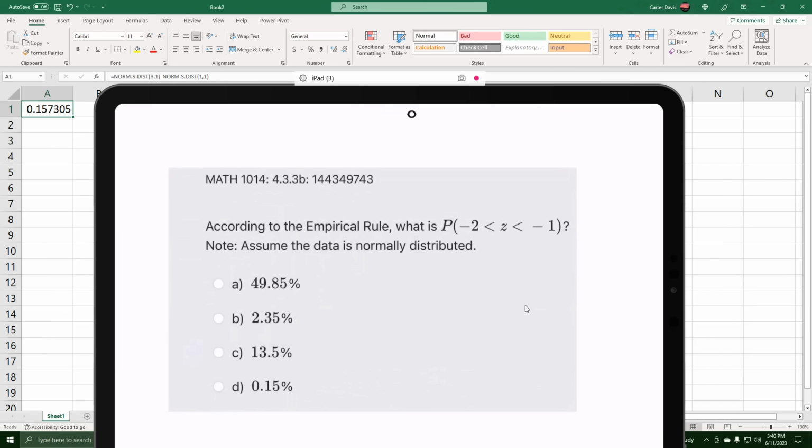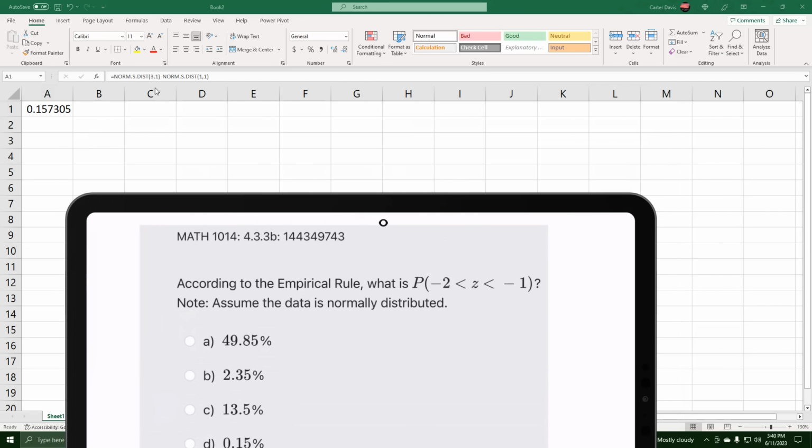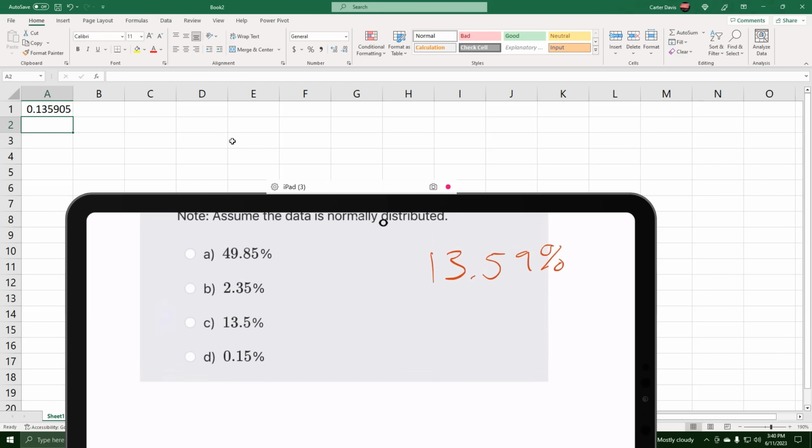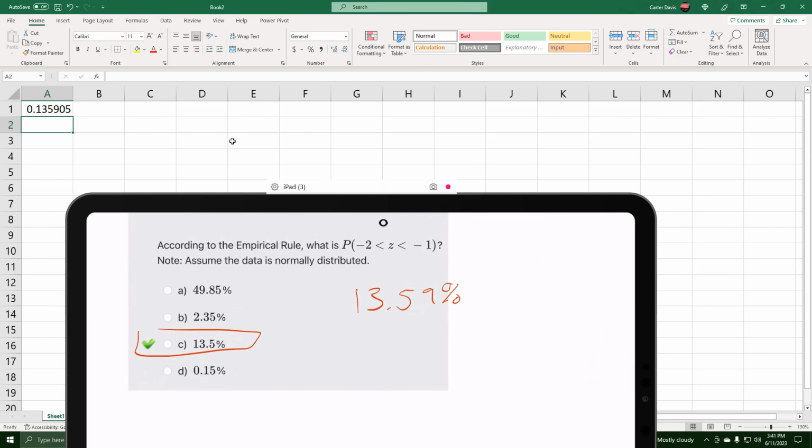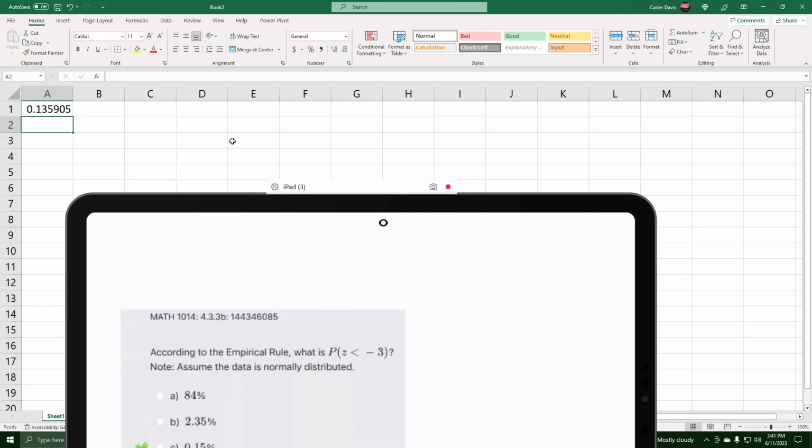So -2 and -1. We can just change these values since we have it set up in the same format as the last one. So we use the upper bound, the -1 first. That's our first z-score that we'll type in. And then our lower bound, -2, will go here. Hit enter, and we get 13.59%, which is option C. About 13.5-ish. Always pick the closest answer. You get the idea. Let's do one more.